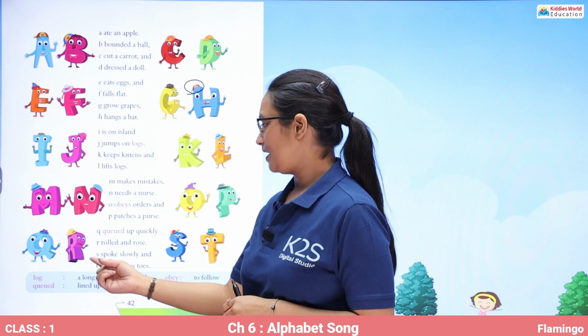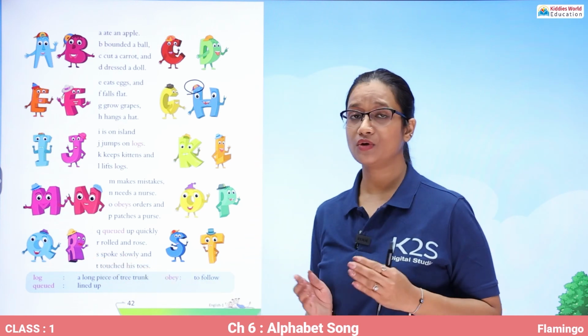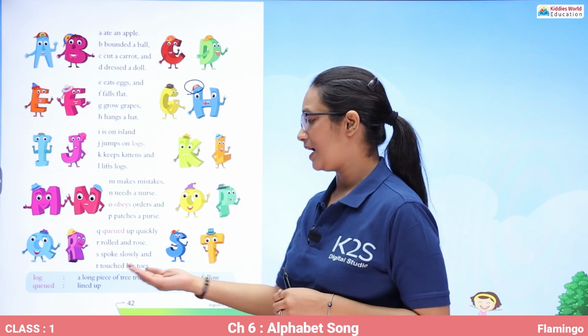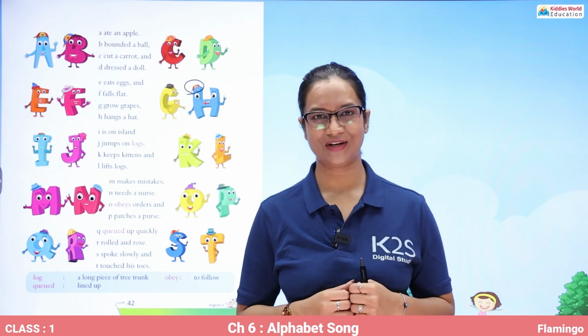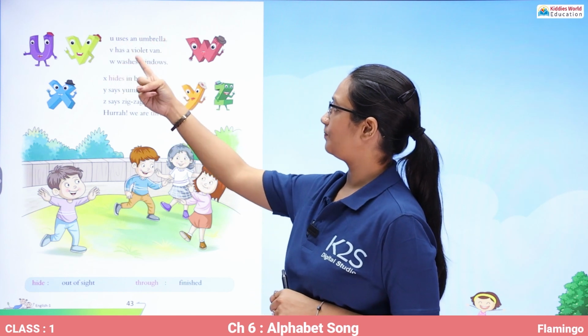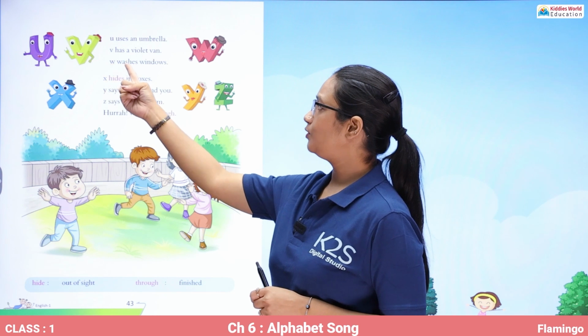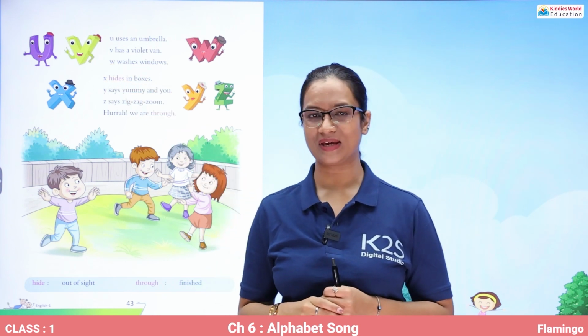And then S spoke slowly and T touched his toes. So S spoke very softly and slowly. And T, what did T do? T just touched his toes. Moving on. U uses an umbrella. V uses a violet van. W washes windows. So, what are these letters doing now?